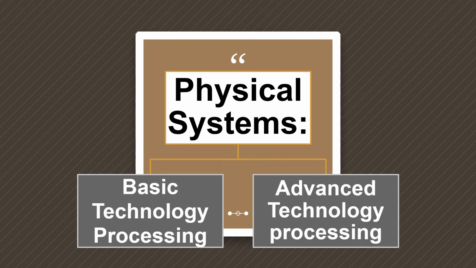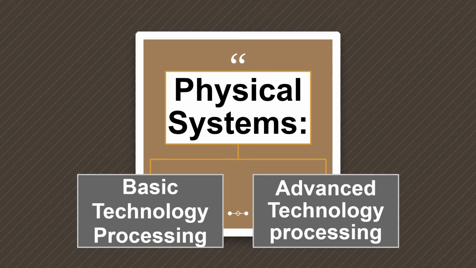After talking about the conceptual system of payroll, let's talk about the two types of physical systems. We are going to talk about basic technology processing as well as advanced technology processing. As we explained in early classes, in the basic technology processing system, the majority of the transactions are still manual-based, and the involvement of IT is at a minor level.